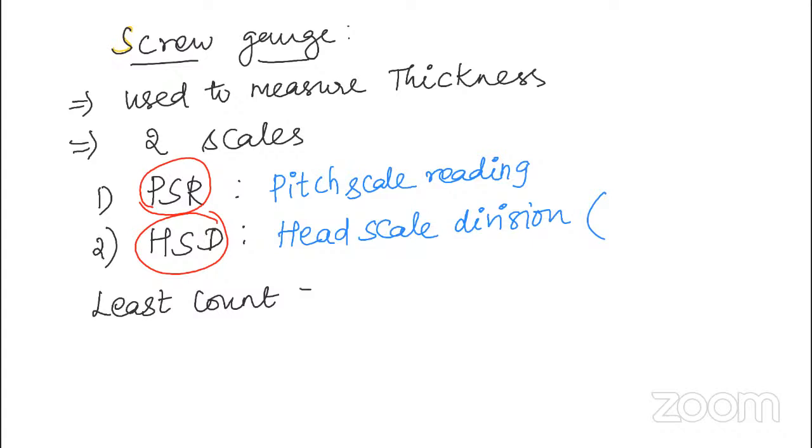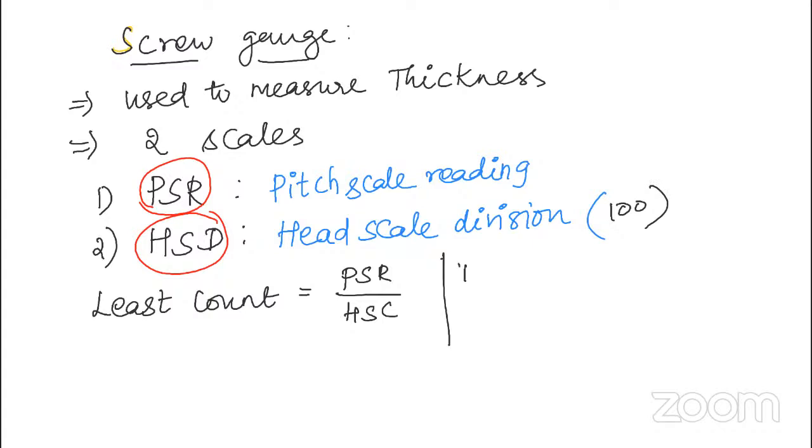The least count value should be calculated by the formula PSR divided by HSC, the head scale reading. So how many divisions are there? That is 100. 100 divisions are there.